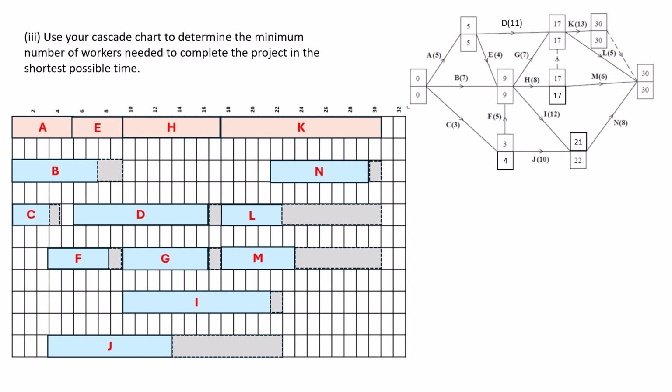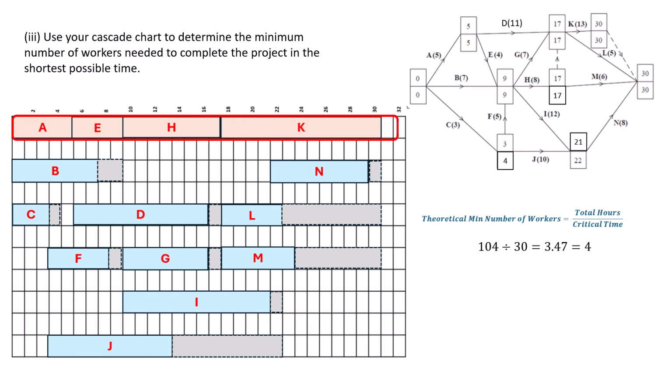So then use the cascade chart to determine the minimum number of workers needed to complete the project in the shortest possible time. So the first thing I'm going to do is calculate that theoretical minimum number of workers, that lower bound, and I just add all my durations together. That's 104, and then I divide it by my critical time, which is 30, and that gives me 3.47. So 4 is the absolute minimum. It may not be 4, there may be more, but I cannot get lower than 4.